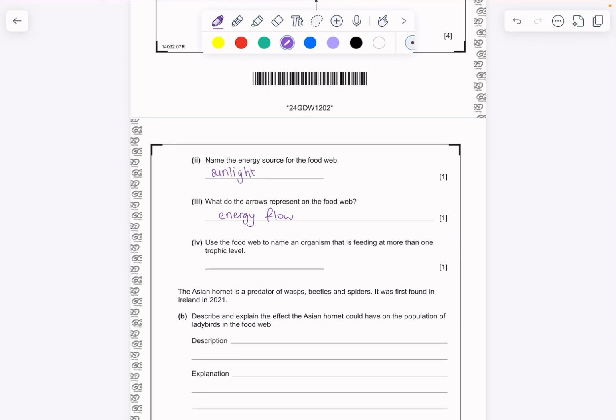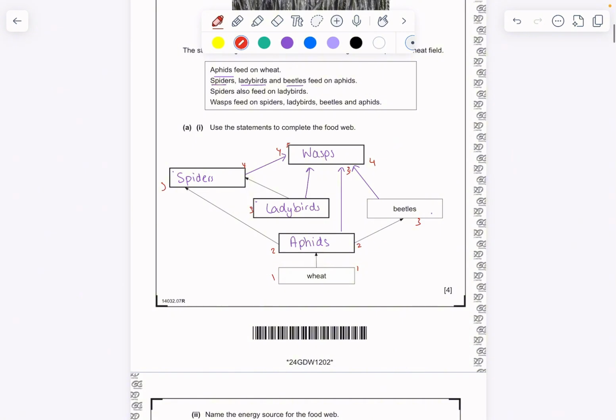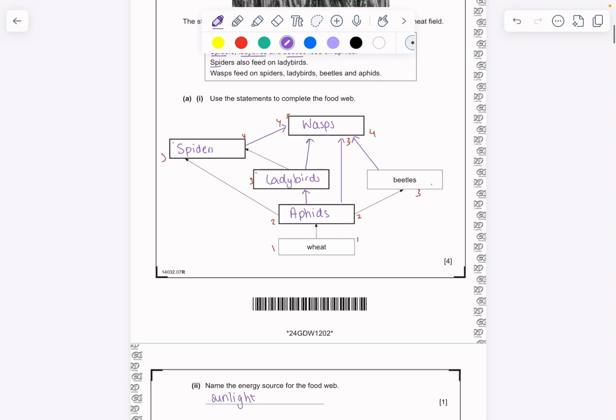Use the food web to name an organism that's feeding on more than one trophic level. So remember, trophic levels just go in order like this: 1, 2, 3, 4. We could also have 1, 2, 3, 4, 5. We could also have 1, 2, 3, 4, or 1, 2, and 3. Now the other thing as well is I forgot to put an arrow in here. So we have the spiders, ladybirds and beetles feeding on aphids, so we also need an arrow in here as well. So make sure you're reading back through it and double checking your answers.